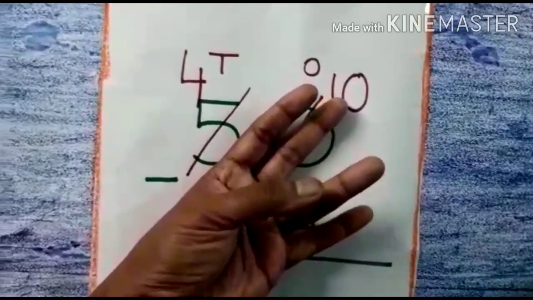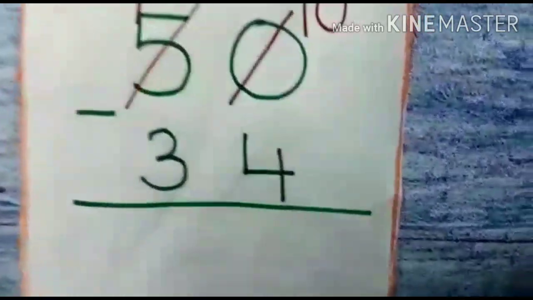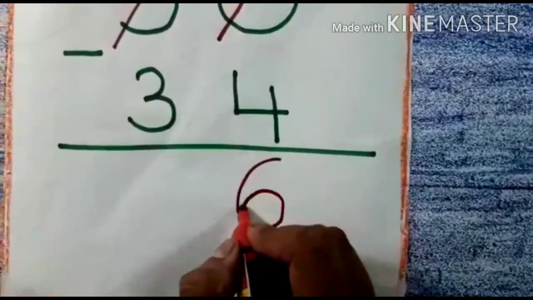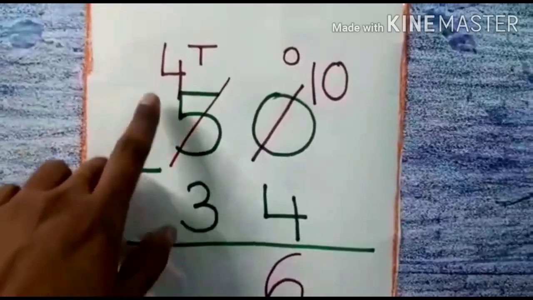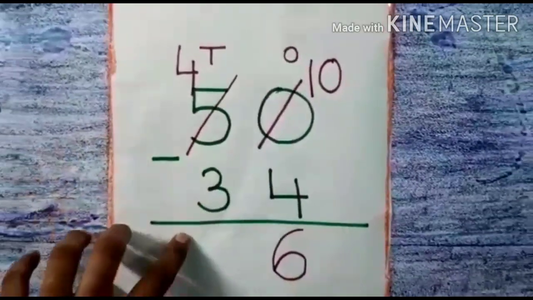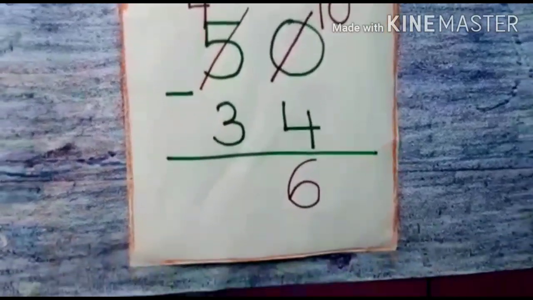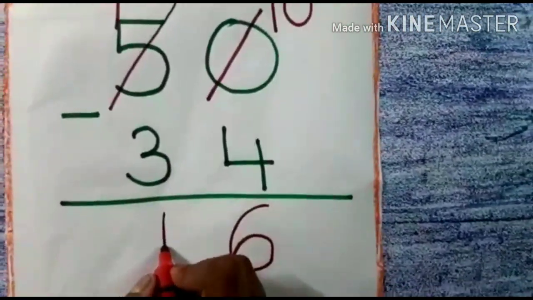1, 2, 3, 4, 5, 6. So I shall write 6 here. Then in tens place I have 4 and below I have 3. So 4 minus 3 is how much? Yes, 4 minus 3 is 1.